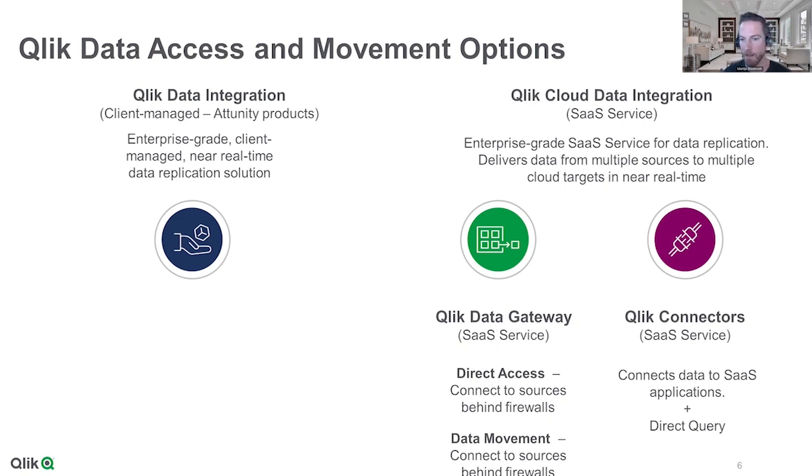On the other side, we have the Qlik Cloud Data Integration services, which are hosted by Qlik, and which is a SaaS service. There we have two flavors. How can you get your data from on-premise to the cloud, which can also be Qlik Cloud? You can use the Qlik Data Gateway, which is a piece of software you will install behind your firewall in an on-premise setup, and that allows you to move your data into the cloud.